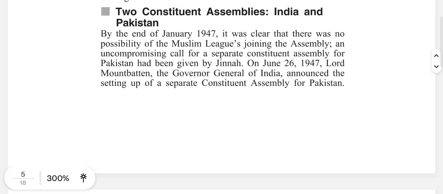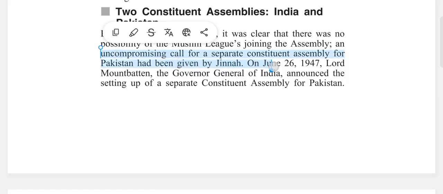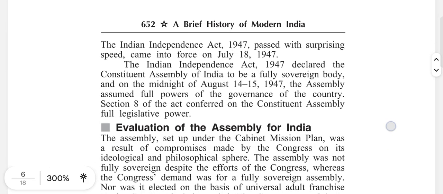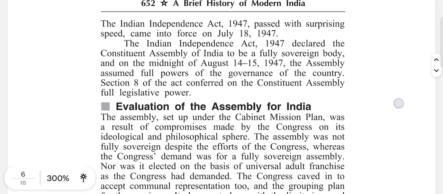Two constituent assemblies, India and Pakistan. By the end of January 1947, it was clear that there was no possibility of the Muslim League joining the assembly. An uncompromising call for a separate constituent assembly for Pakistan had been given by Jinnah. On June 26, 1947, Lord Mountbatten, the Governor-General of India, announced the setting up of a separate constituent assembly for Pakistan.